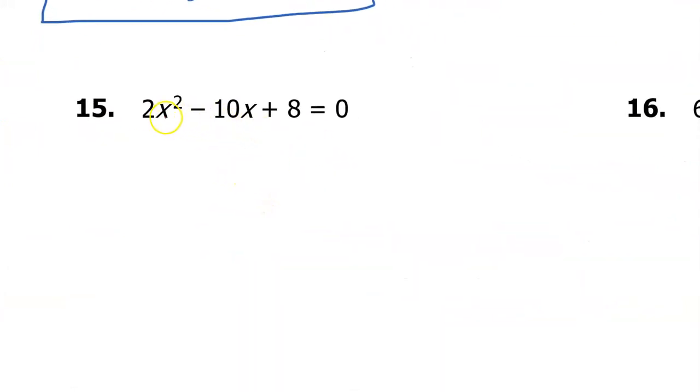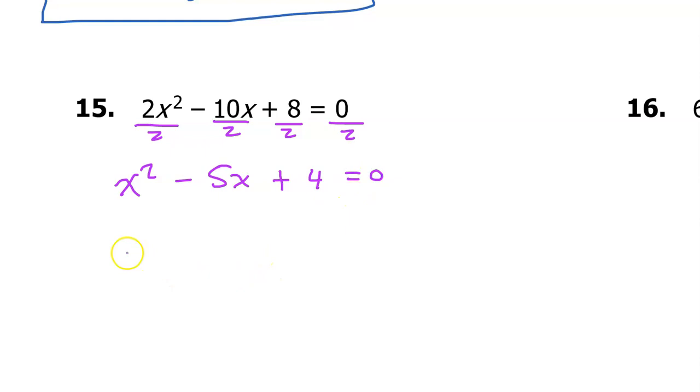Number 15, notice there is a common factor of 2. When you're solving an equation, you don't have to save the 2 off to the side. You can simply go ahead and divide everything by 2, because you're allowed to divide both sides of the equation by a number. So this will leave you with x squared minus 5x plus 4 is equal to 0.